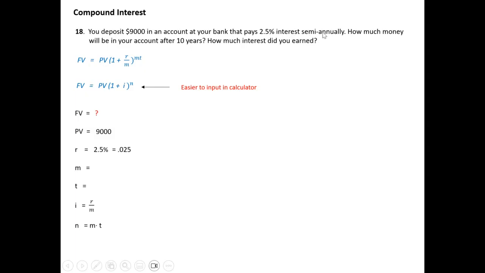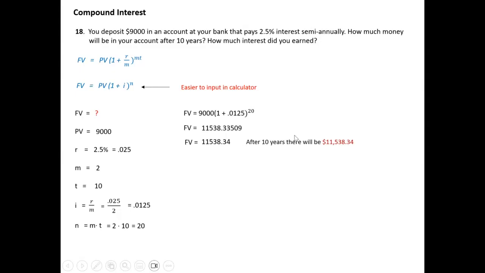My M, compounded, it says here semi-annually. So the M is going to be 2. My T will be 10 for 10 years. My I will be the R, 0.05 divided by 2, which will give us 0.0125. My N is M times T, which will give us 20. So plug everything in the calculator, right? So the answer will be $11,538.34. This will be in the account after 10 years.